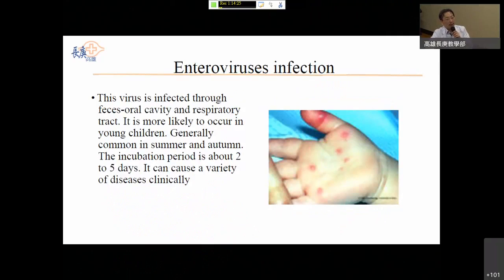Okay, next we move on to enterovirus. Enterovirus is a very famous virus. I believe everybody knows enterovirus. This virus is infected through the fecal-oral route and respiratory tract infection. It's more likely to occur in childhood.